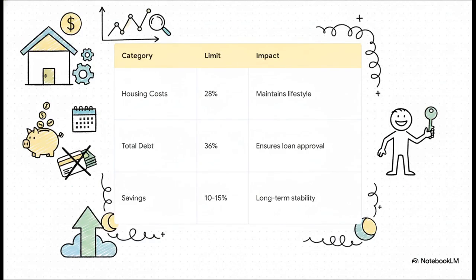This is exactly where an Oklahoma affordability calculator becomes your absolute best friend. By playing around with different scenarios like adjusting the home price or maybe the loan term, you can actively protect these exact limits.